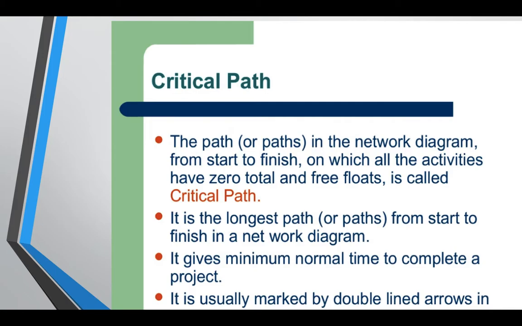So it is the longest path or paths from start to finish in a network diagram. It gives minimal normal time to complete a project. It's usually marked by double lined arrows.